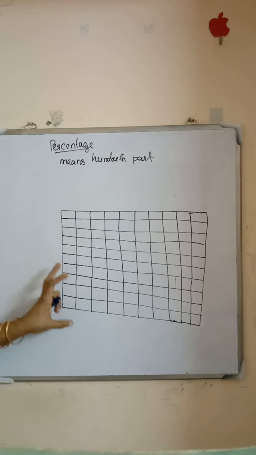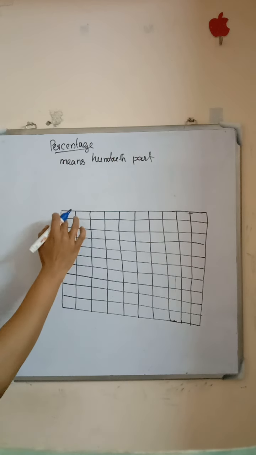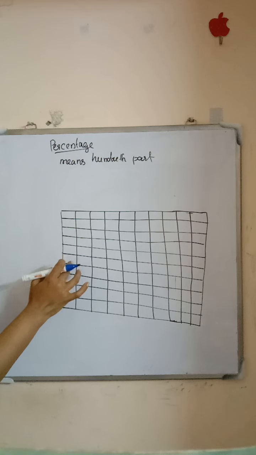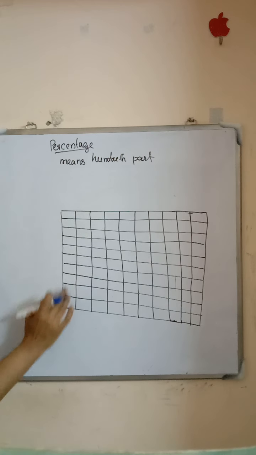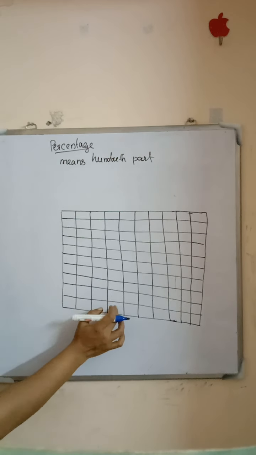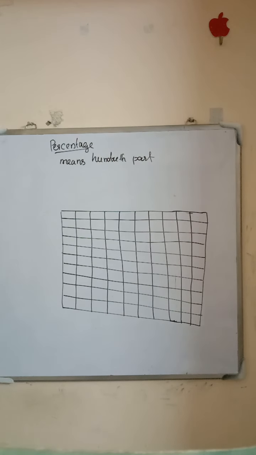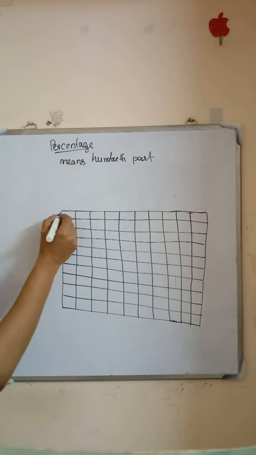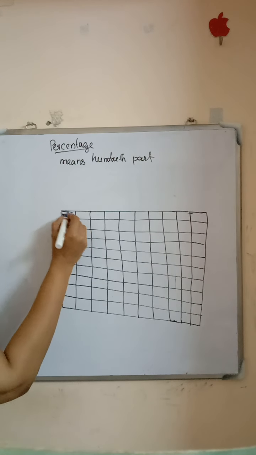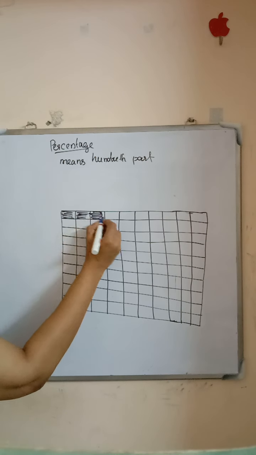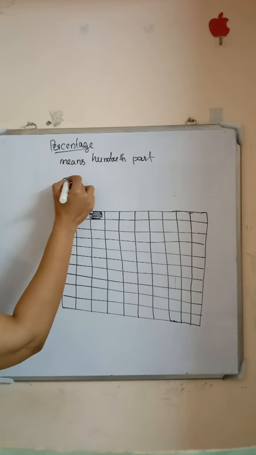Here we have 100 squares. In this, 1, 2, 3, 4, 5, 6, 7, 8, 9, 10 — so 10 rows, and 1, 2, 3, 4, 5, 6, 7, 8, 9, 10 — 10 columns. So 100 squares are here. If we choose the first 3 squares, this represents 3 by 100.